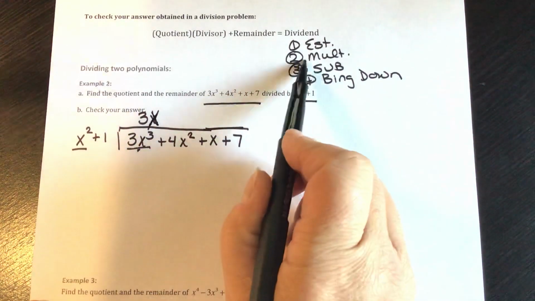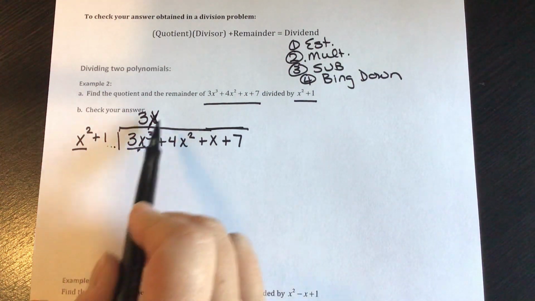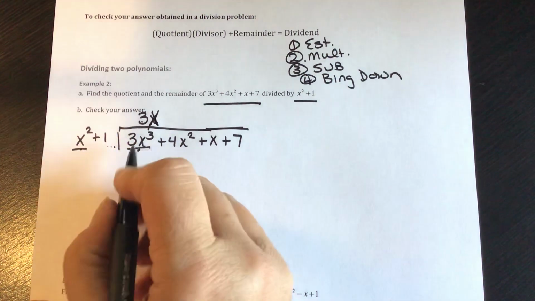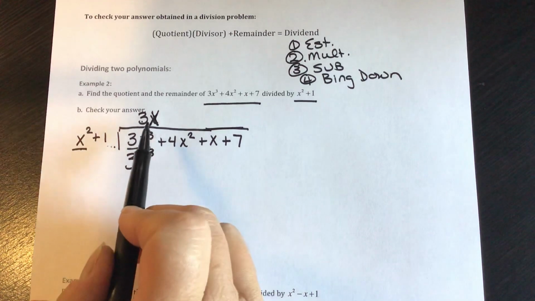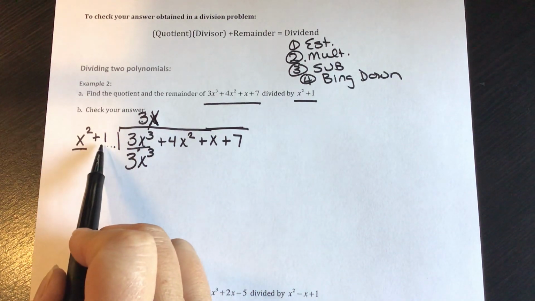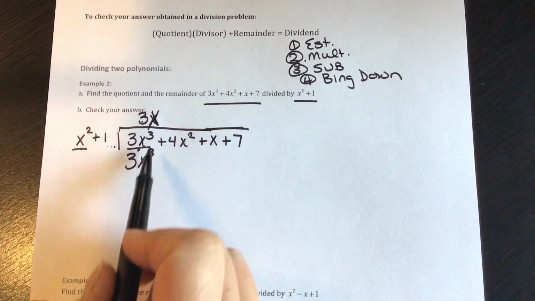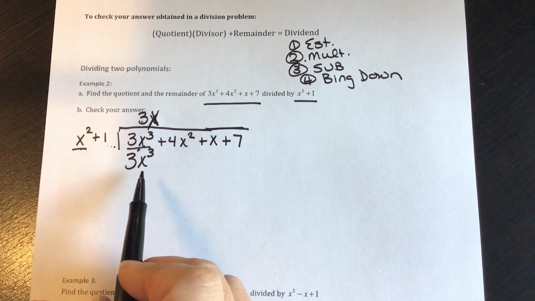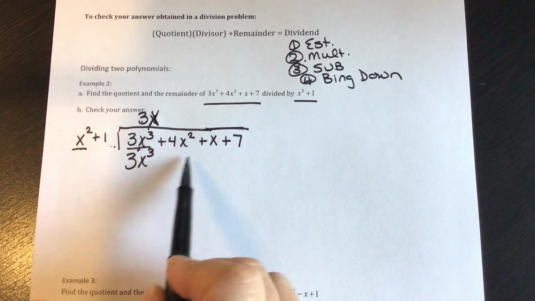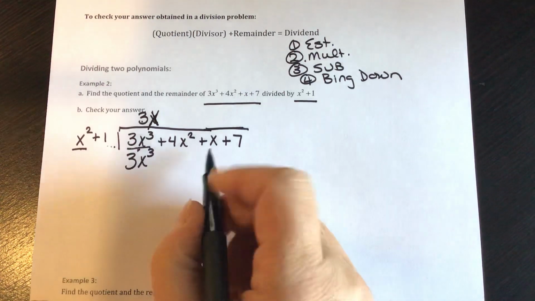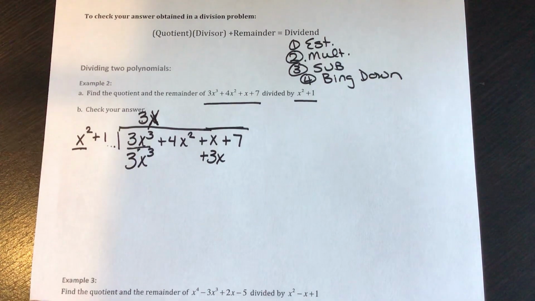So now I'm going to multiply 3x times this binomial. So 3x times x squared is 3x to the third power. And 3x times 1 is 3x. Now when I put these down here, I want to make sure that I'm lining up my terms. So 3x times 1 is 3x. This is my column for x squareds. So I'm going to put my 3x under the column for the x's.